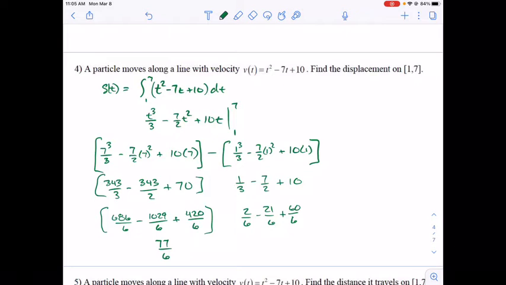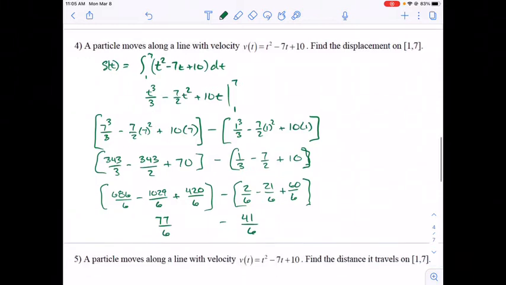Add them all together. And once again, remember we are subtracting here, so set our brackets up. Those are awful brackets, but you get it. All right, so now we're 2 minus 21 plus 60 is going to be 41 over 6. And we subtract this value here, which is going to give us 36 over 6, which is equal to 6. So our displacement is 6.